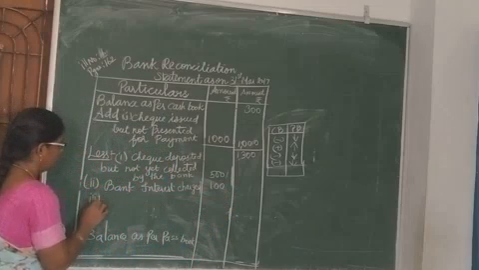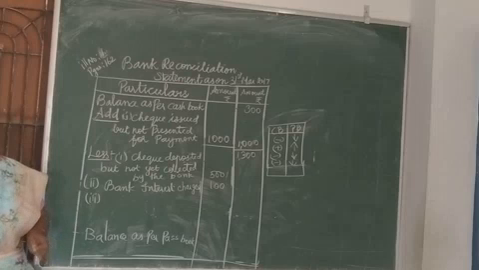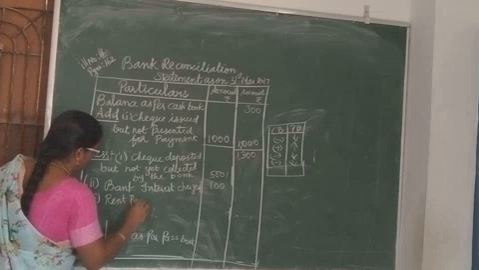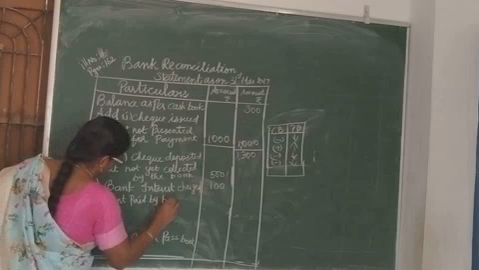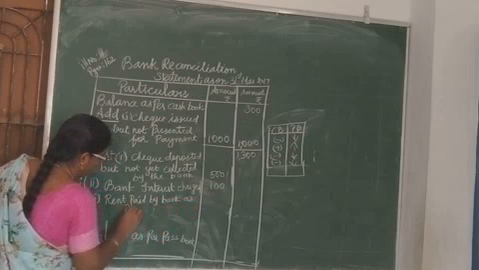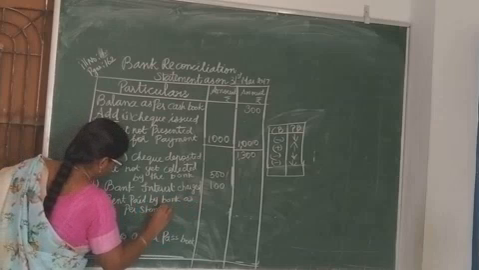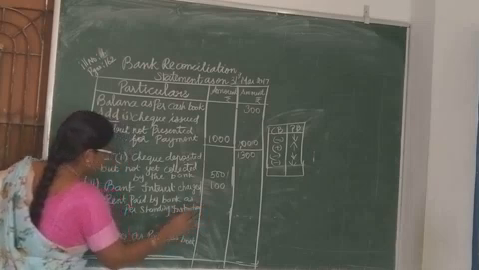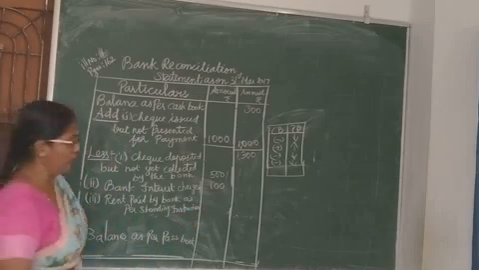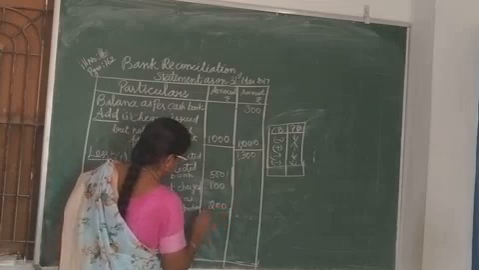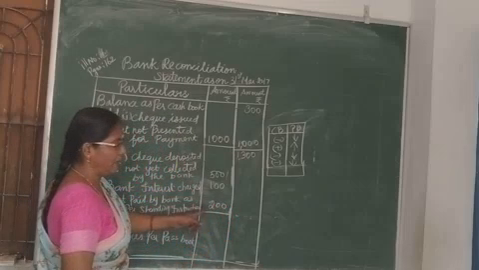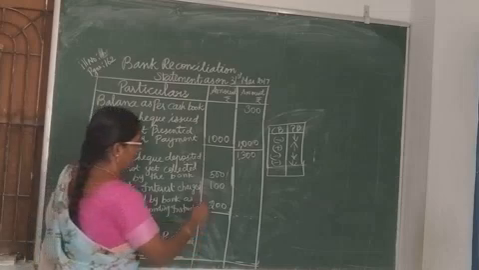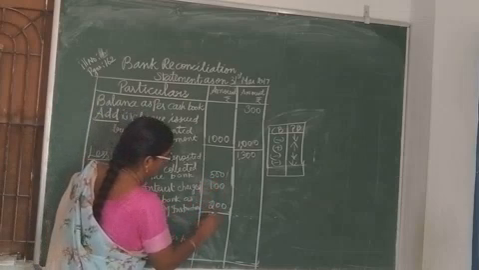Then third one, rent paid by bank as per standing instruction. What is the amount? The amount being 200. So what is the total amount? Draw the line after writing the amounts. After that we can draw the line. What is the amount? 700, 800 rupees.